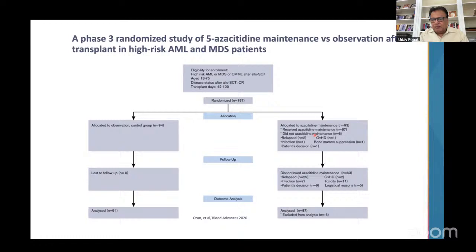The bottom line was, and you can see the problem in this particular block over here, 63 of the 93 patients who were supposed to receive maintenance had to discontinue it for one reason or another, either because they relapsed, or they couldn't tolerate it because of toxicity. So I think this was the first challenge. Giving drug to 100% of the patients is a challenge. And mind you, for enrollment, these patients had to be in remission and had to not have GVHD.